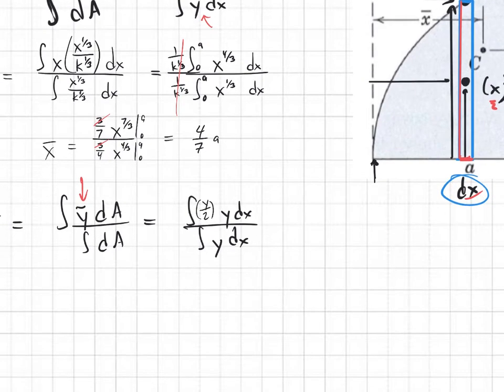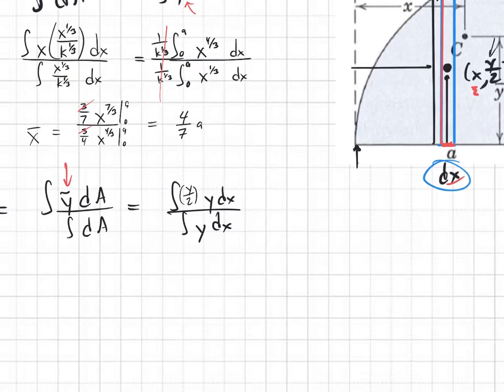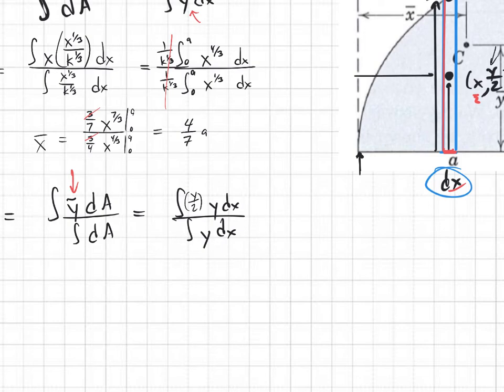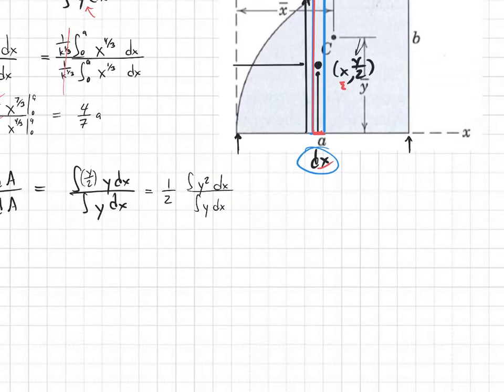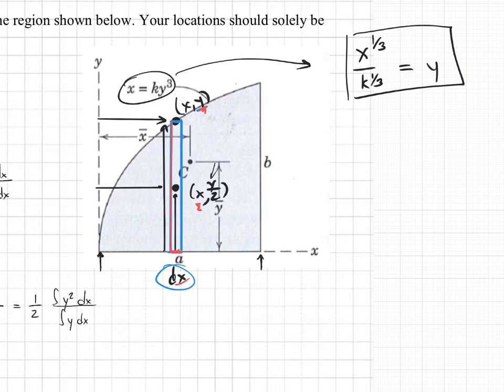It's a little bit less ugly than what we had earlier. But again, we've got dx's and we've got y's, so we can't solve that. But let's go ahead and simplify before we do that. So I'm going to get 1 over 2, because I'm going to pull that 1/2 out, because I don't like that. The integral of y squared dx over the integral of y dx.